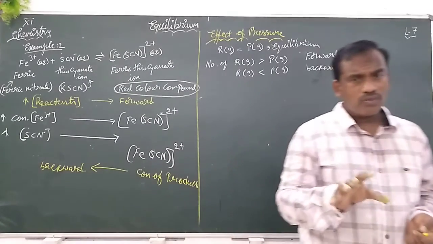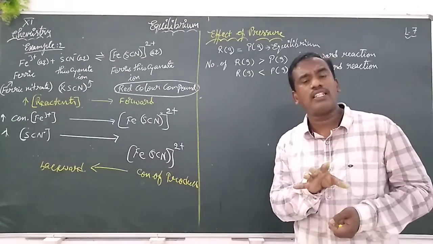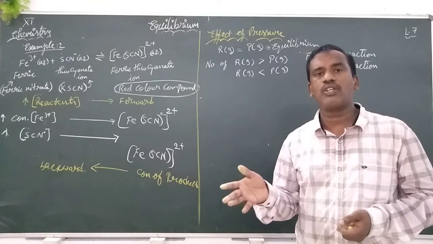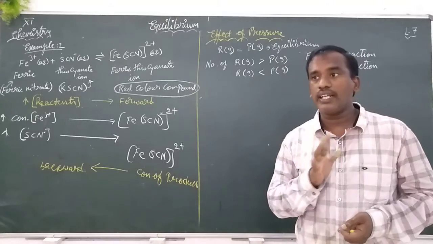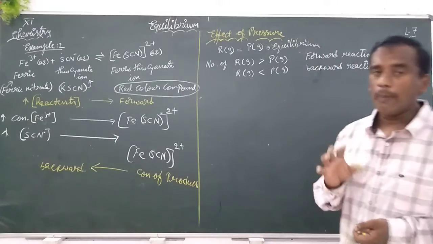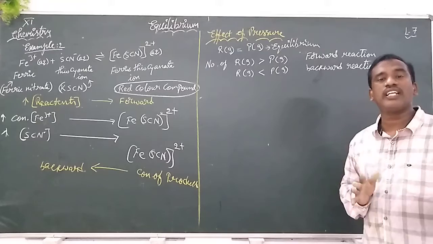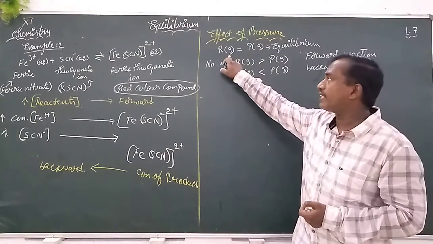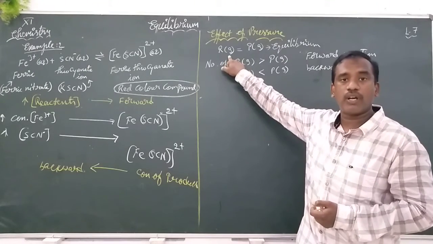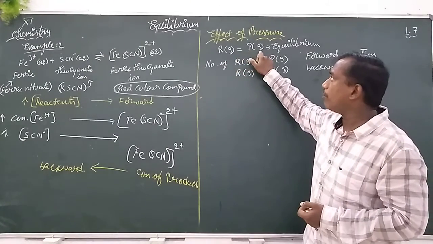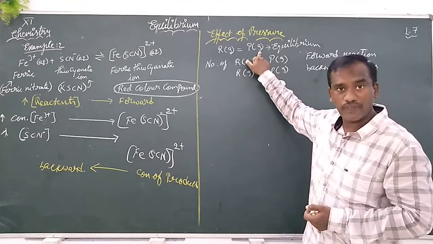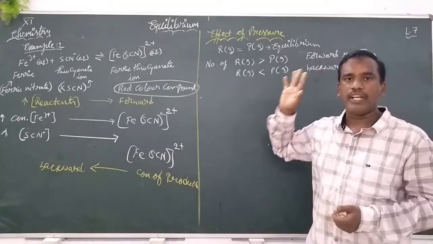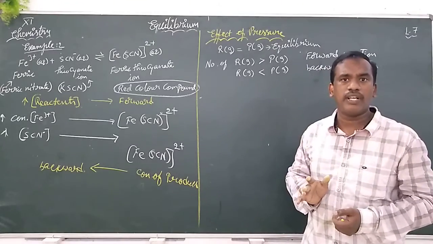Whenever we see homogeneous equilibrium, we are not studying heterogeneous equilibrium here, because there the states of matter will be different, and there is no effect of pressure also. We are seeing only homogeneous equilibrium conditions. When the number of gaseous reactants is equal to the number of gaseous products, the system will remain at equilibrium.